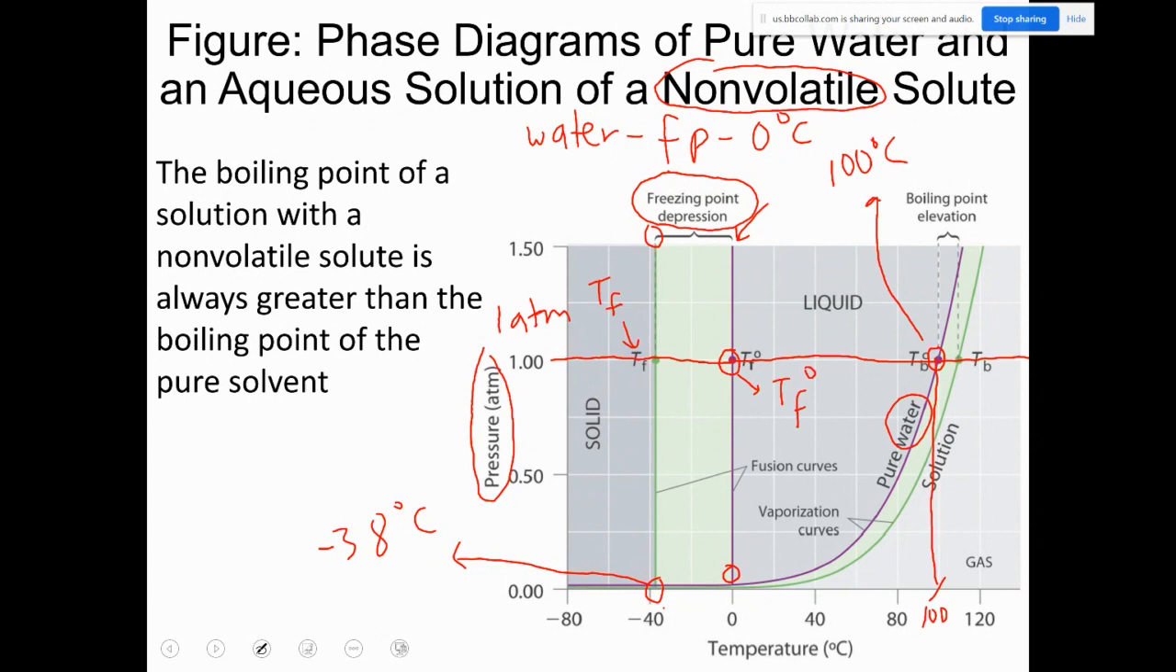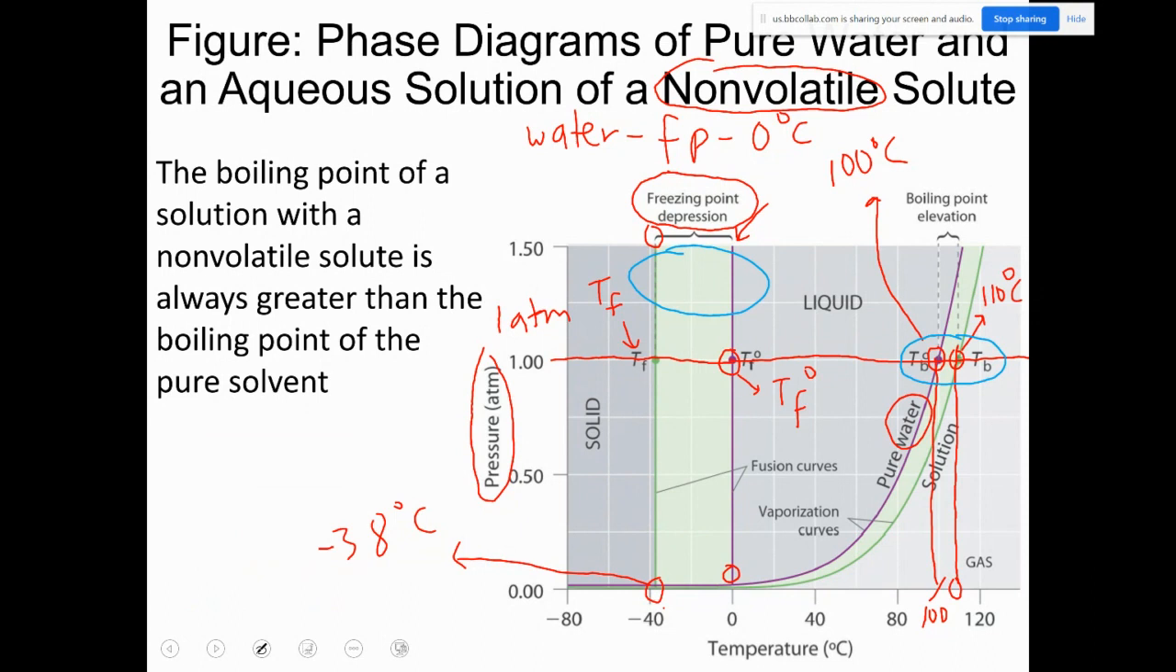All right, now what I'm going to do is add some solute to this water, and guess what? The boiling point of water is going to go up all the way to about, let's say, 110 degrees Celsius. This point right here is 110 degrees Celsius. So this part right here is called the freezing point depression, and this part right here is called the boiling point elevation.